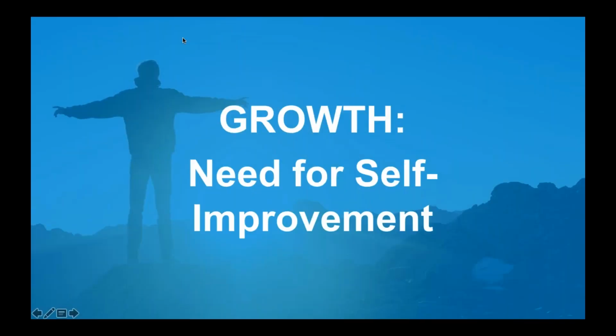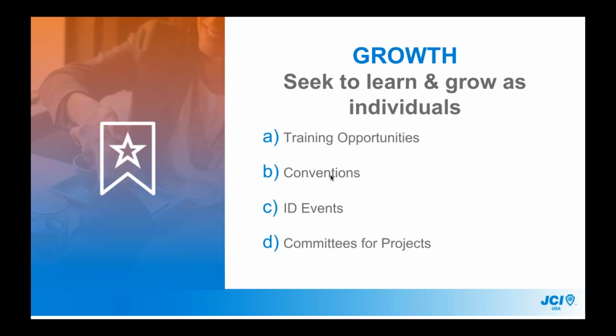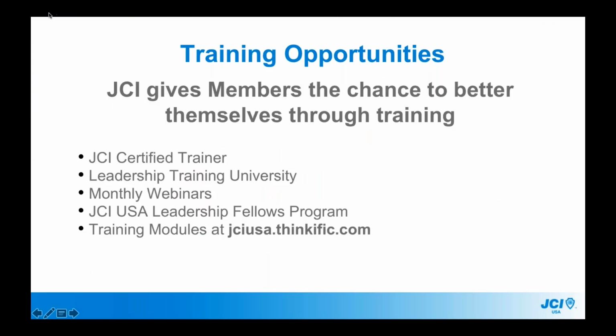So another motivation is just growth for self-improvement. So the individuals in our organization might be seeking to learn and grow as individuals. So with growth motivation, that includes training opportunities, conventions, individual development events, and committees for projects. Regarding training opportunities, JCI gives members the chance to better themselves through training. JCI offers JCI Certified Trainer. Those are the JCI trainings that we offer at nationals, and your state might offer those as well.